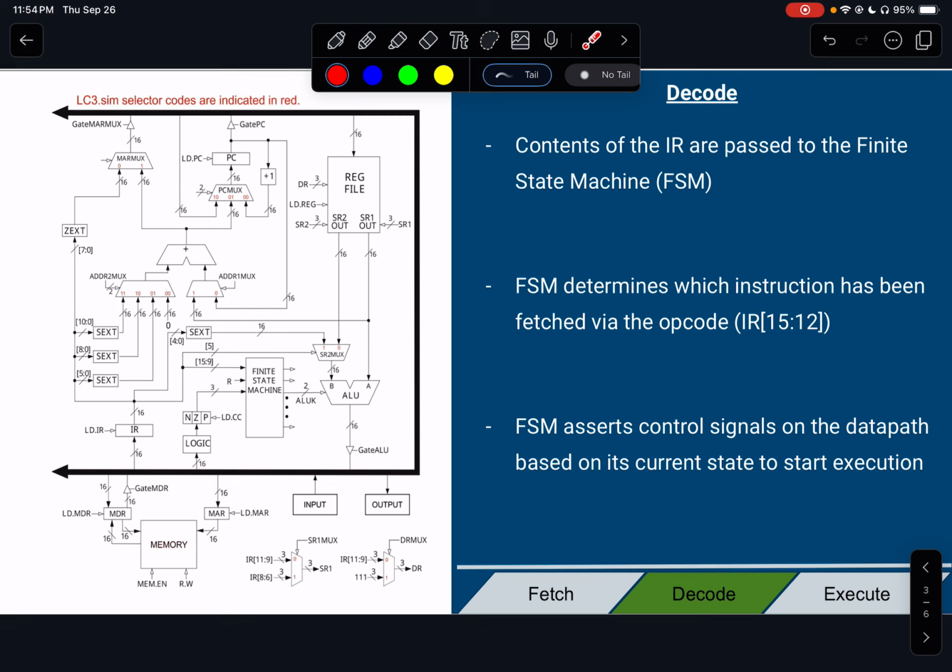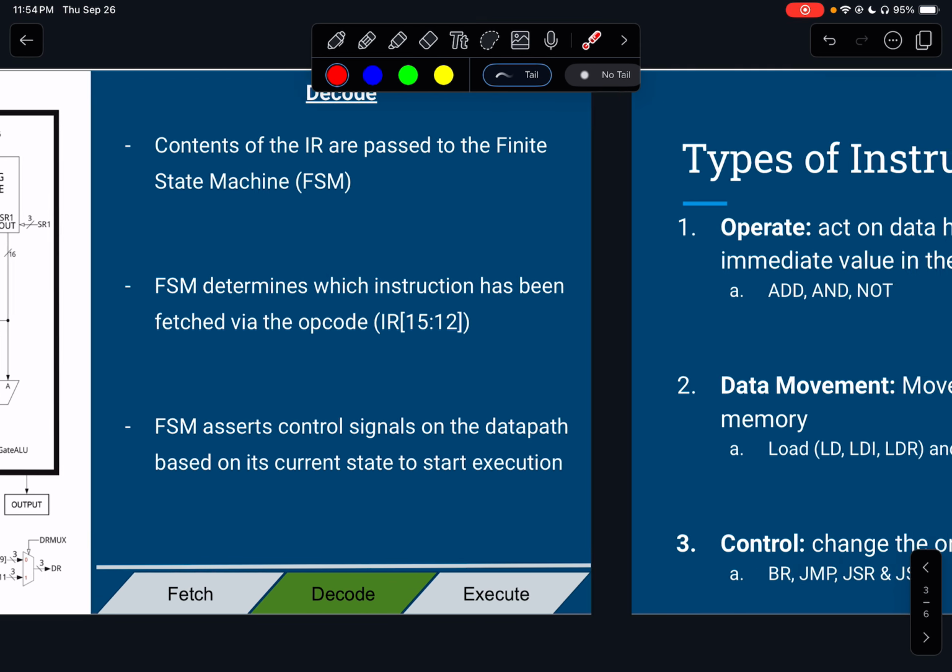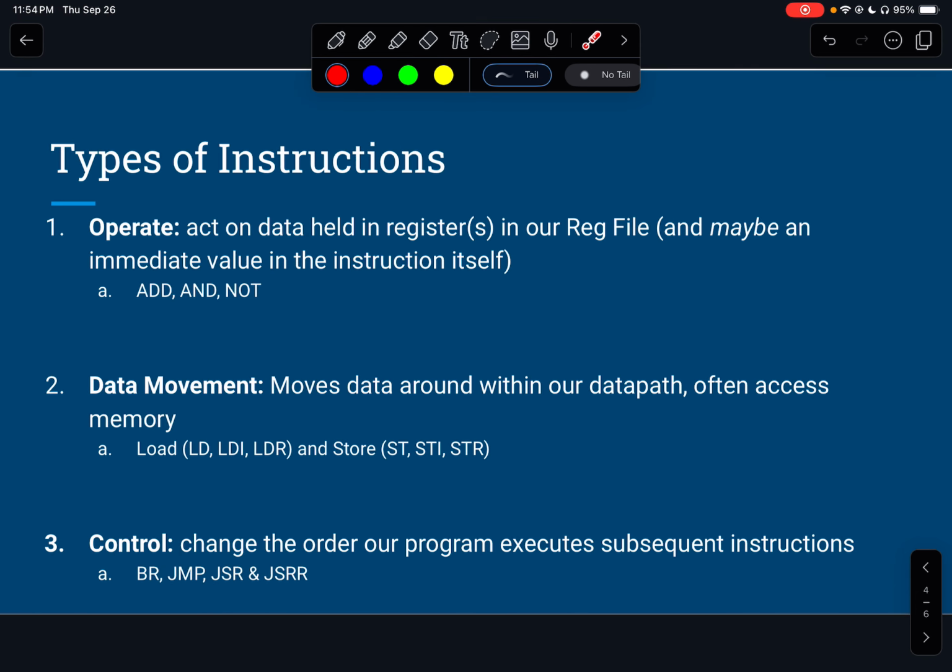And the opcode, if we recall, is the first 4 bits of the instruction. When I say first, I mean most significant bits. And then that finite state machine is going to assert the relevant data path signals based on the current instruction, and that is going to start our execution. Okay, so once we get to that, let's talk about the types of instructions there are. There are 3 main classifications.